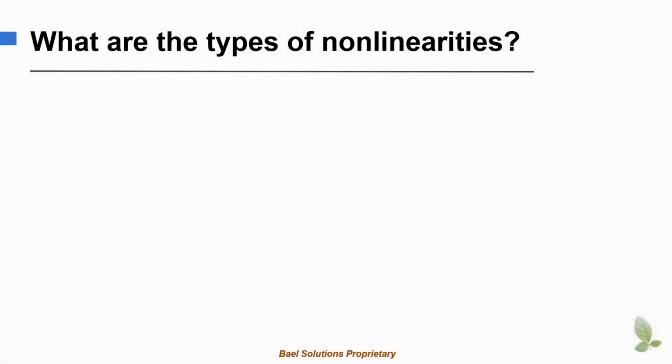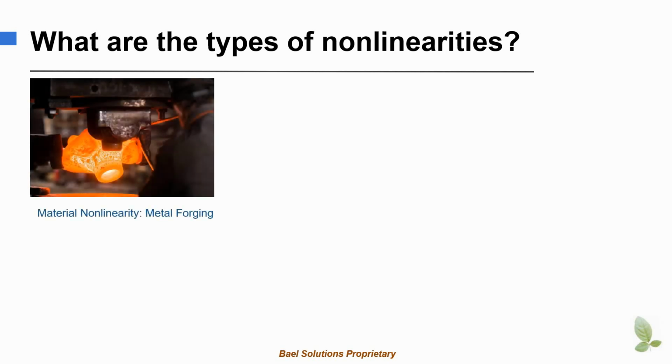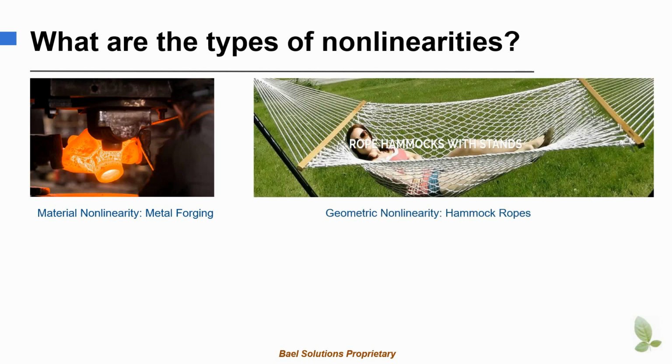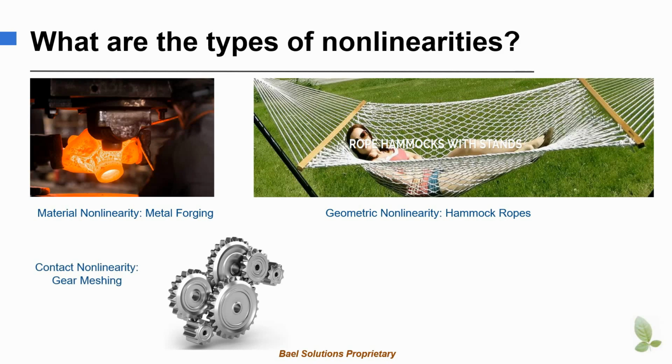Now we are going to see different types of nonlinearities observed in the structures. First is a material nonlinearity, for example, a metal forging. Second is geometric nonlinearity, for example, hammock ropes. And third is a contact nonlinearity, for example, meshing gear teeth.